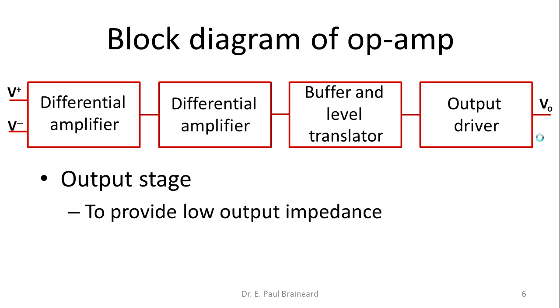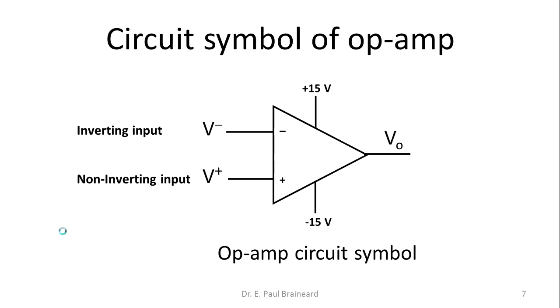The last stage of the operational amplifier is to provide low output impedance to the operational amplifier. These are the 4 stages of operational amplifier. Next, we will move on to the circuit symbol of operational amplifier. It has primarily 2 input terminals, 1 output terminal and 2 terminals for power supply, positive supply and negative supply.